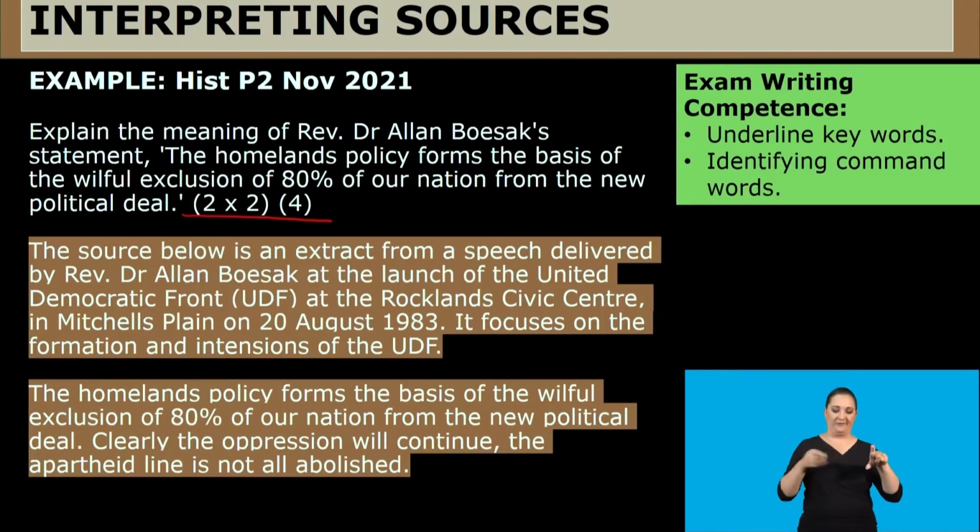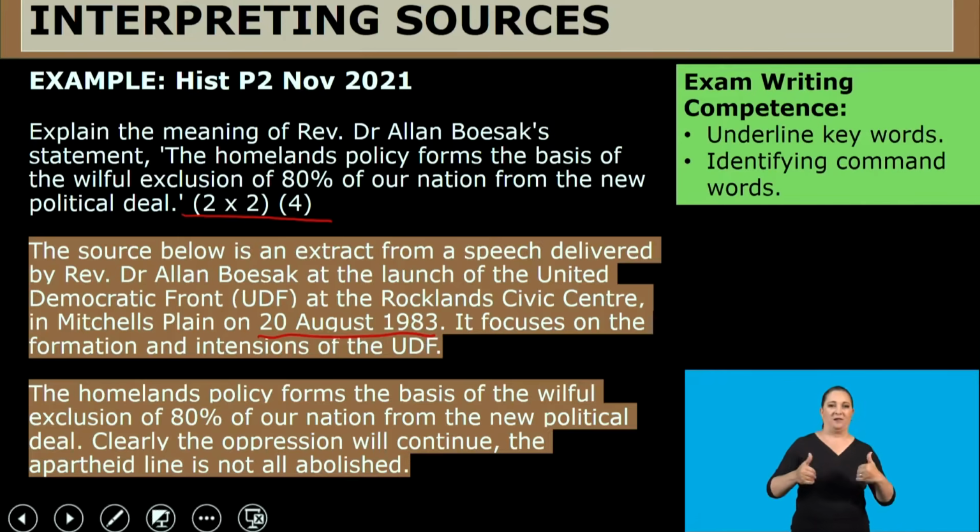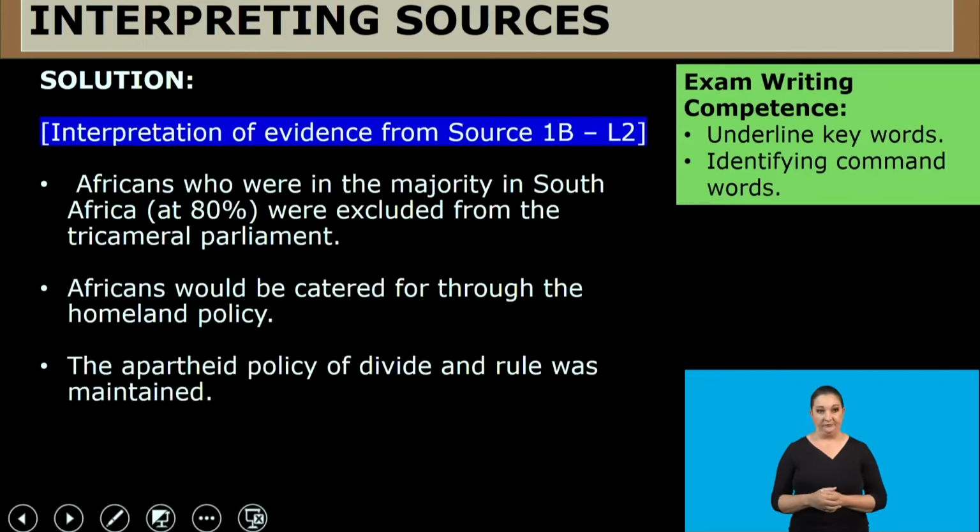The source below is an extract from a speech delivered by Reverend Dr. Allan Boesak at the launch of the United Democratic Front, UDF, at the Rockland Civic Center in Mitchell's Plain on the 20th of August 1983. It focuses on the formation and intentions of the UDF. And then it says, the Homelands policy forms the basis of the willful exclusion of 80% of our nation from the new political deal. Clearly, the oppression will continue. The apartheid line is not at all abolished. Possible response there, that is interpreting evidence from the source.